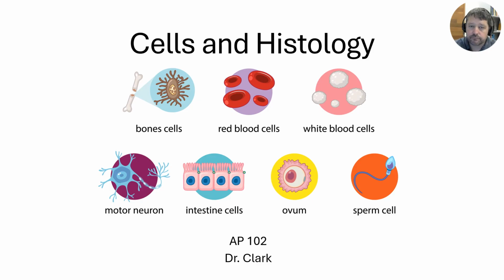Diving in, there are quite a few different cells that humans have, like bone cells, red blood cells, white blood cells, neurons, intestinal cells, the ovum, the sperm. And we'll talk about others like epithelial cells and muscle cells. There are lots.